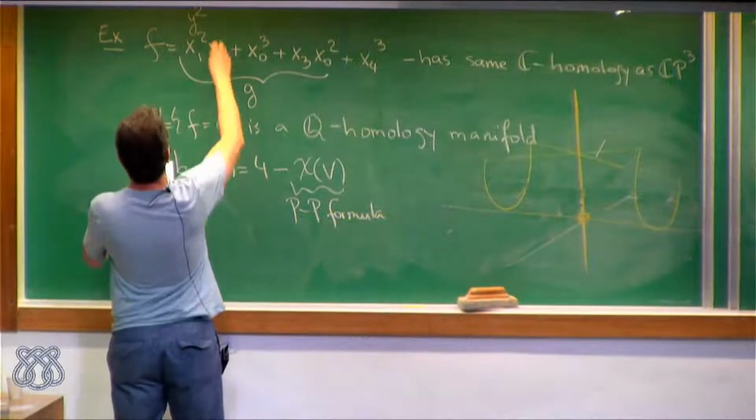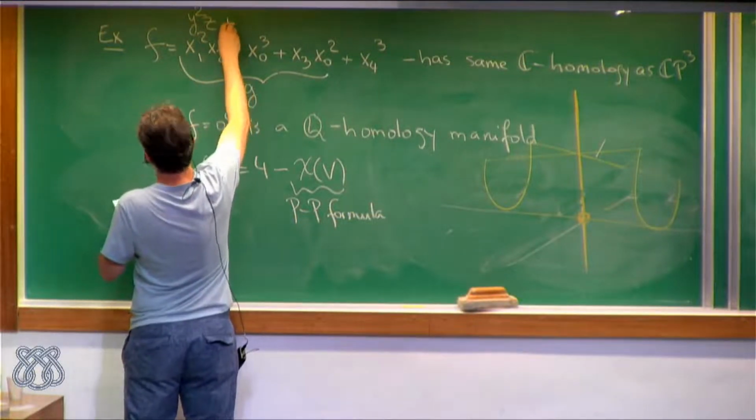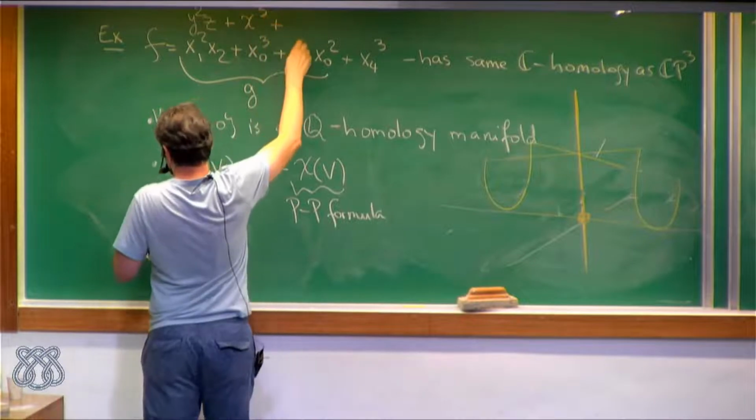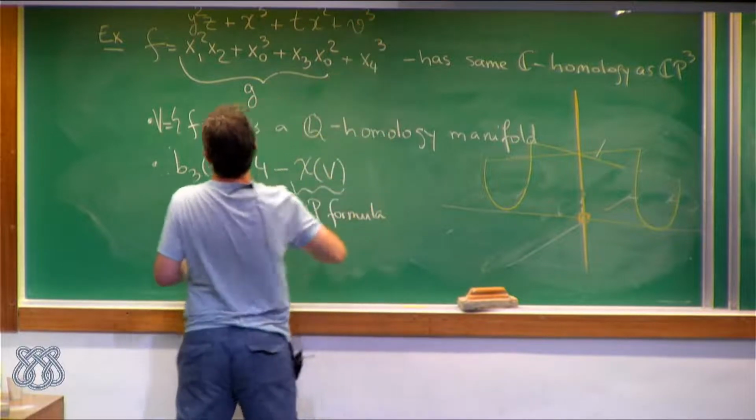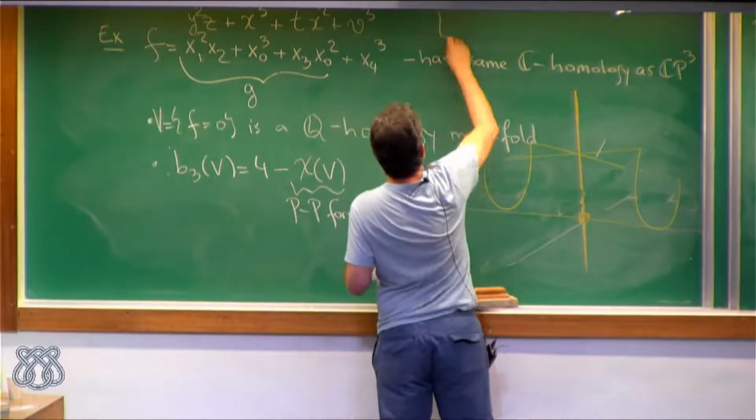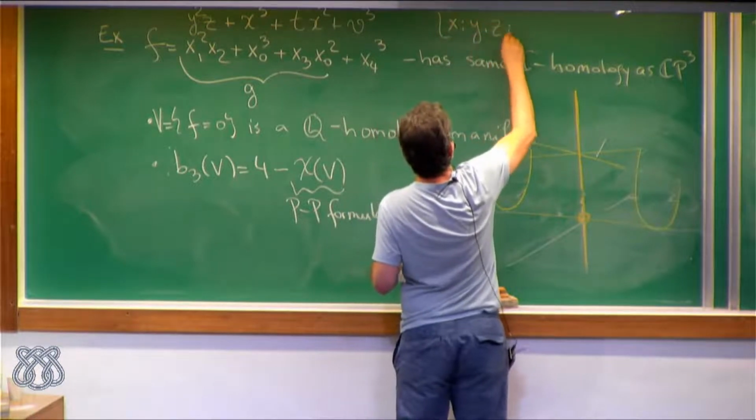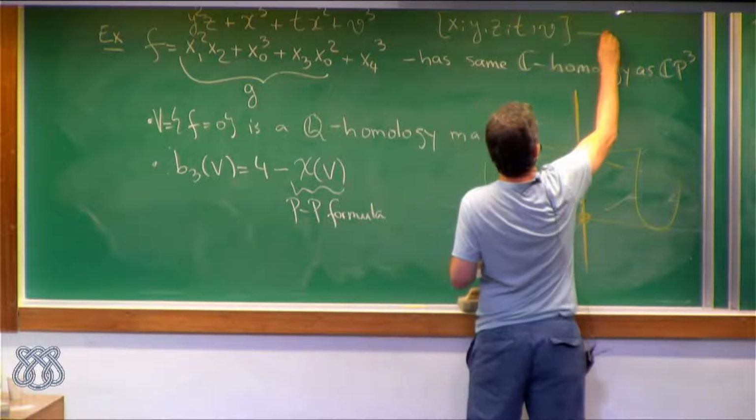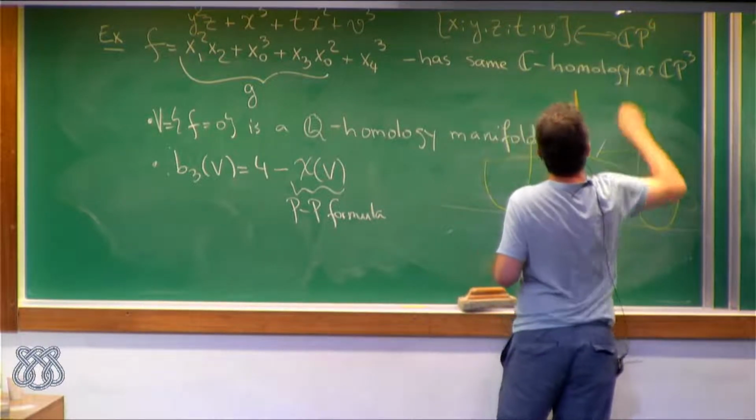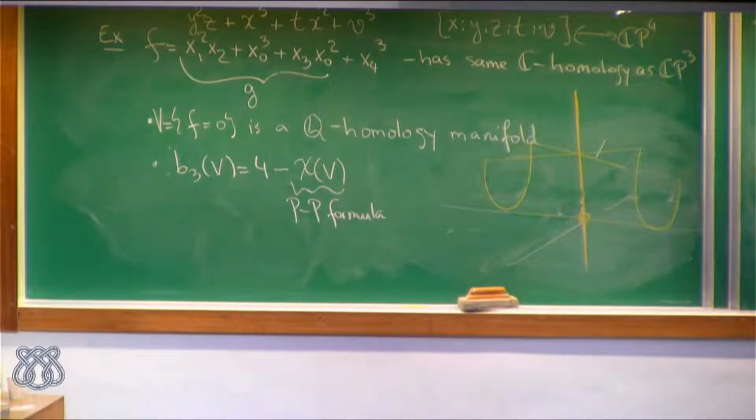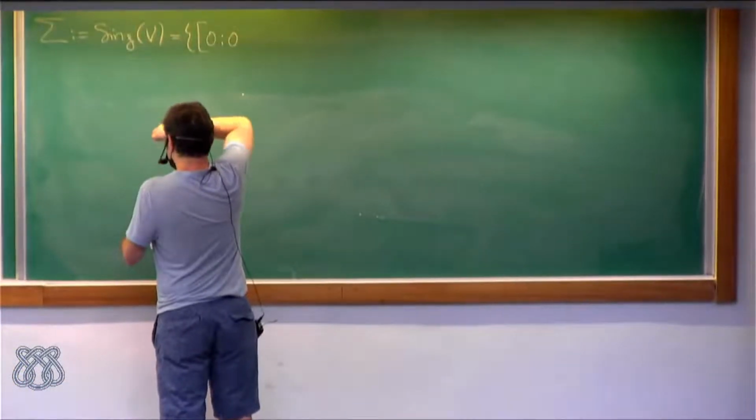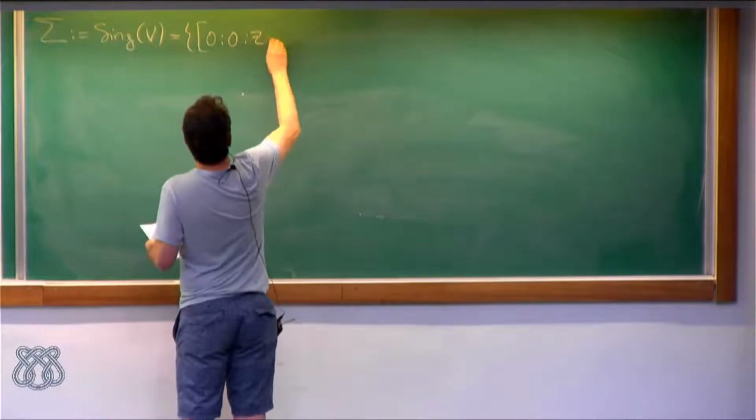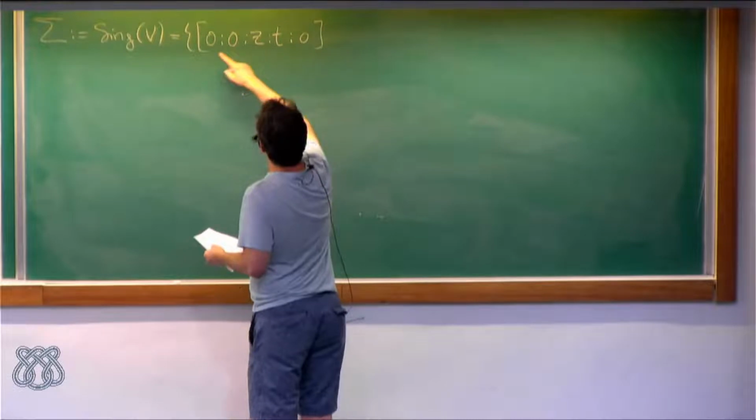So this should be x squared z plus x cubed plus t x squared plus v cubed. So the coordinates in my case are x, y, z, t, v. So these are the coordinates of CP4, as opposed to x0 up to x4. Okay, so if we actually do the calculation, what we get here is the line, the projective line, corresponding to the vanishing of x, y, and v.